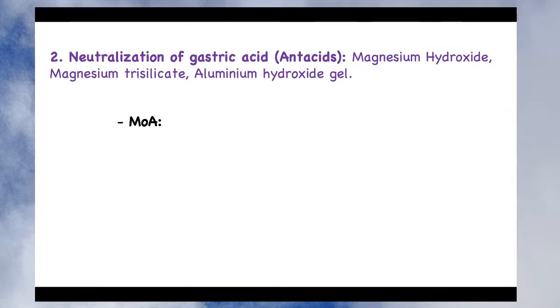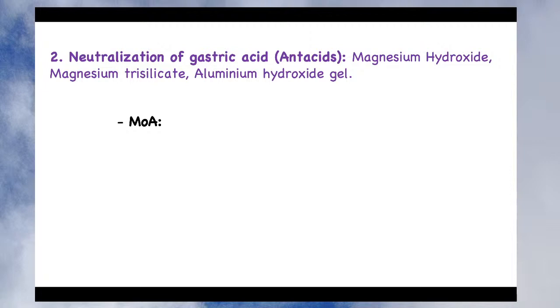Second category of drugs is neutralization of gastric acid. What we studied in the first category were all those drugs which protect your mucous membrane of the stomach from contact with acid, or directly inhibit excessive secretion of the acid. Now the beauty of this second category of drugs is that they do not affect the quantity of acid secretion. What they do is neutralize the gastric acid. Whatever gastric acid is secreted into the stomach will be neutralized by this drug.